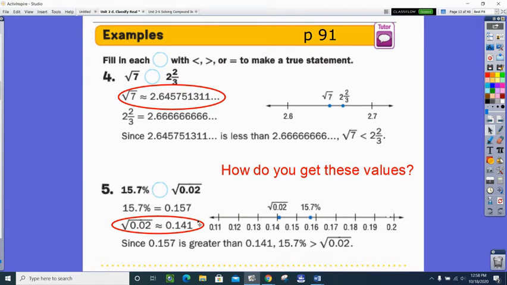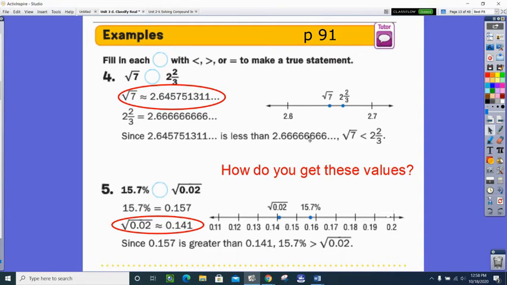They're using the calculator. So now I have 15.7%, which, remember, you take the percent off and move that decimal 2 places smaller. So that's 0.157. And then I'm going to take my calculator and I'm going to take the square root of 0.02. And you've got to hold out a number of places so you can see, like up here, if you had only put 2.6 and 2.6, you couldn't see who's bigger, right? So the square root is 0.141 already. I know that the 15.7% is greater. So then I'm going to have 15.7% is greater than the square root of 0.02.